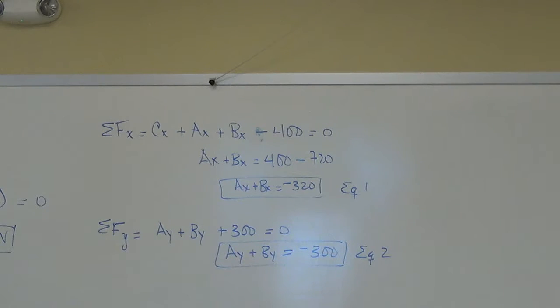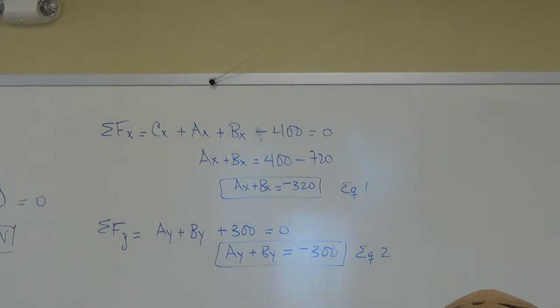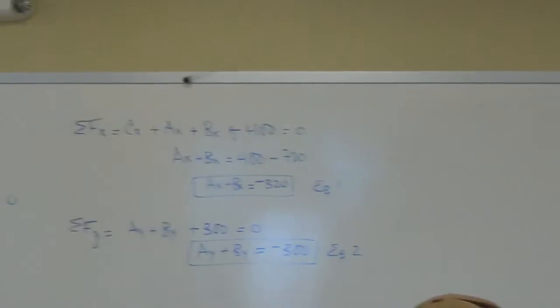Would it work to take a moment about a line that's parallel to the x or y axis through one of these points? Yes. Great. How about we do that? Let's do the sum of the moments about the x or the y-axis through one of these points. So rather than doing a sum of moment about a point, let's do a sum of the moments about a line through that point.